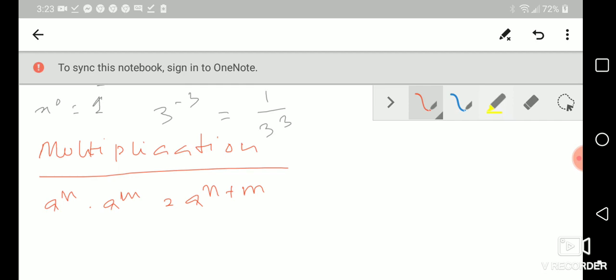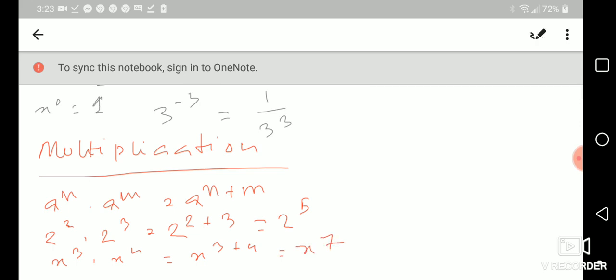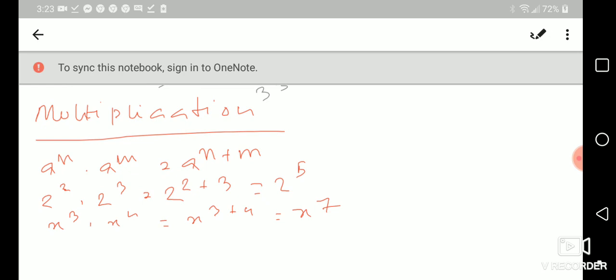Let's look into an example. Let's say 2 to the power 2 dot 2 to the power 3. We can write 2 to the power 2 plus 3, which is equal to 2 to the power 5. If we have, let's say, x to the power 3 dot x to the power 4, you can write x to the power 3 plus 4, which is equal to x to the power 7. Same with the variables. So this is the rule of multiplication. When you have the same number or same variables, or we can say the same base, when you multiply those, we can add their exponents.